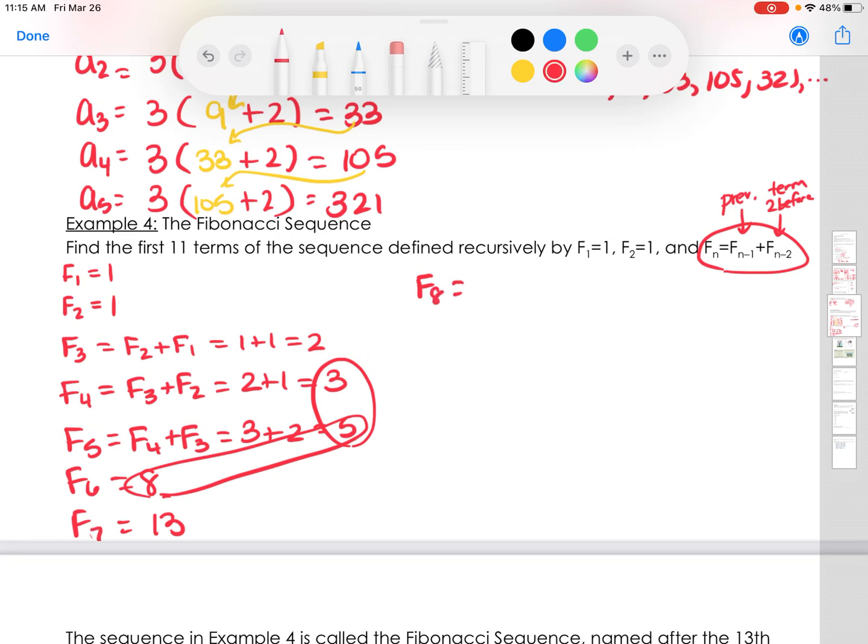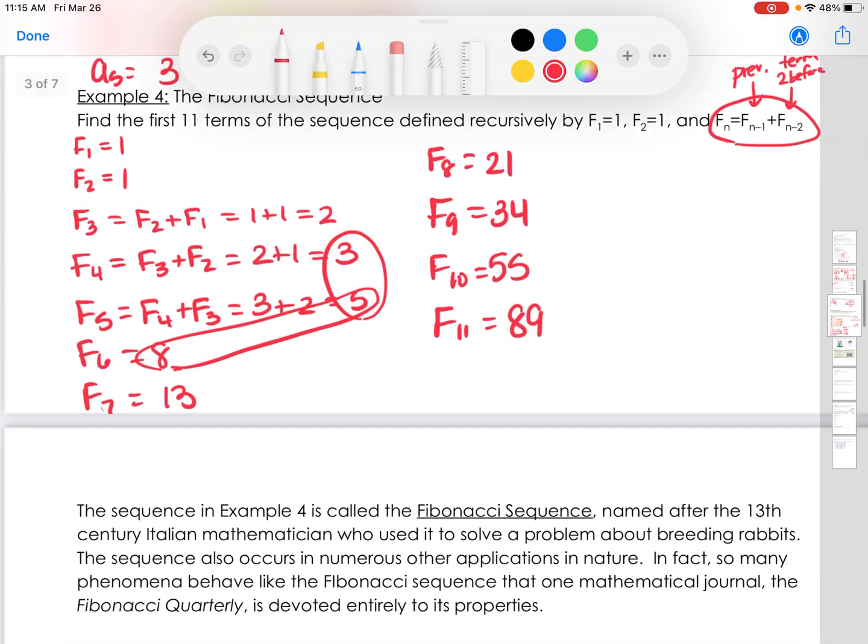F8, 13 and 8 is going to give us 21. F9, 21 and 13 is going to give us 34. F10 is going to give us 55 when we add 21 and 34 together. And F11 is going to give us 34 and 55. We're going to get 89. Okay, this is our Fibonacci sequence.